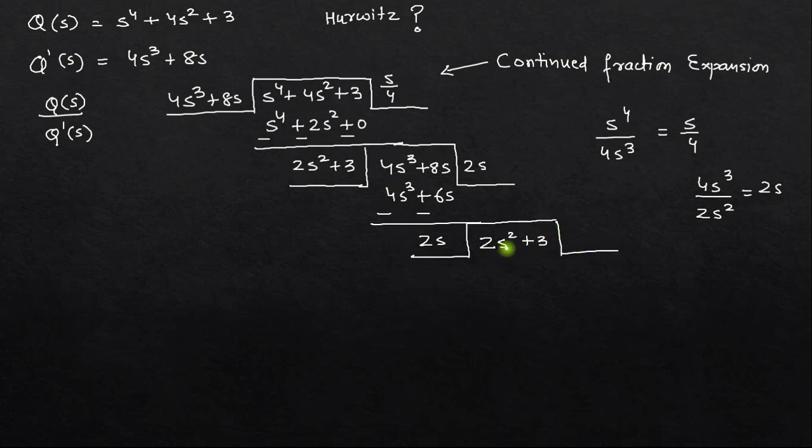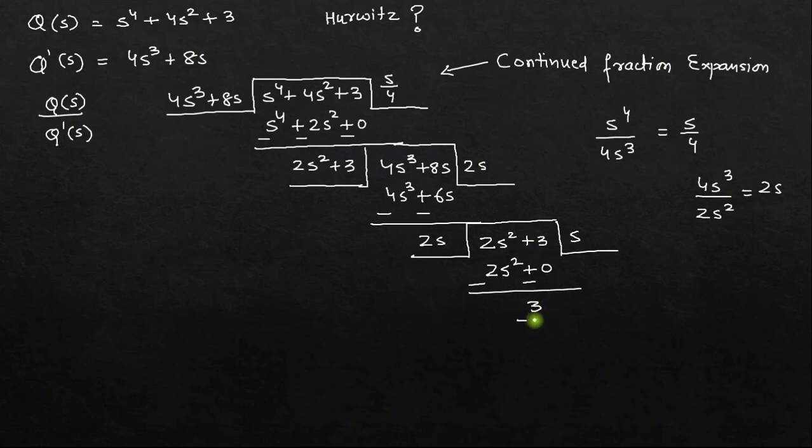I need 2s square here. I have 2s only, so I will multiply it with s to get 2s square. I will get 2s square here plus 0, changing the sign. These two will cancel out. I will get 3 as a remainder.